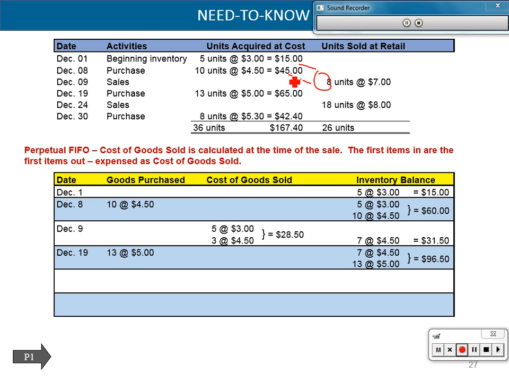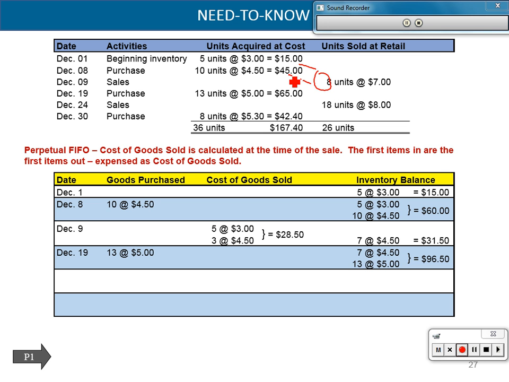Then on the 19th, you purchased 13 more units, so now you have 7 units plus 13, which means a total of how many units? Wait, we have 8 units. Why do you have 8? Because we pulled the 5. Oh, 6, oh, 7, never mind. 8. Okay, yeah, my bad. So we have 7 units remaining, and then we plus the 13 we just purchased.